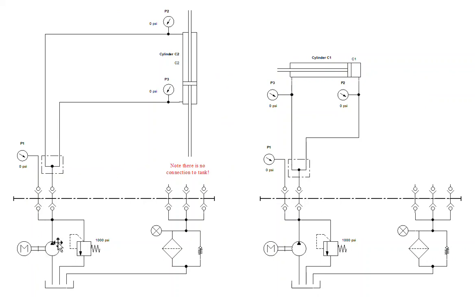We have our 1000 psi relief valve, and the pump flow comes out and it gets split through a T, and it goes to both the retract and the extend, or the up and down ports of this vertical cylinder, double-ended, double-acting cylinder. And the question is, what's going to happen when we turn on the pump?